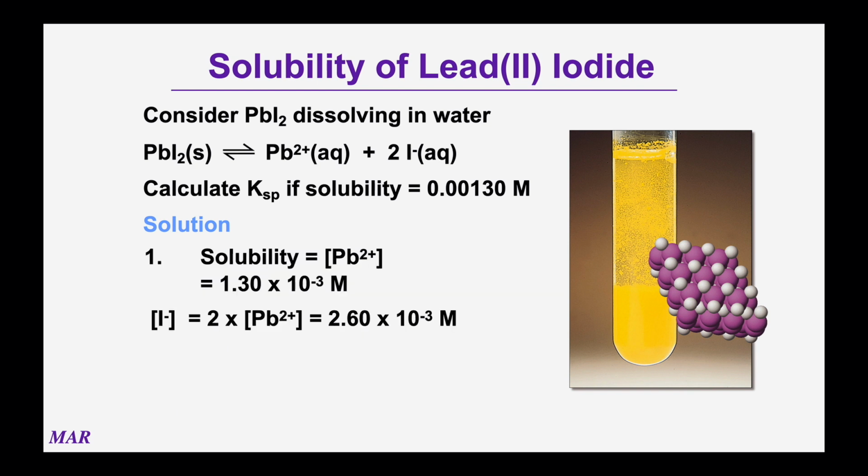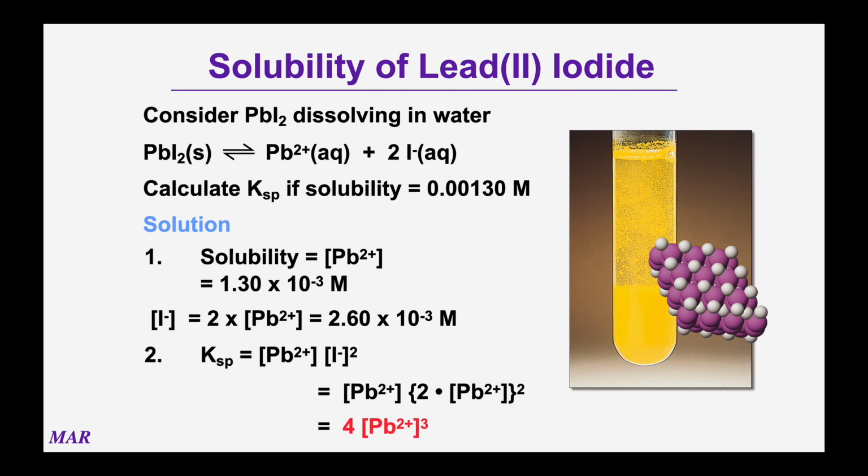There's a couple ways you can go from here. We want to find the KSP, okay? And one way you could do it was you could just plug the lead value in, this number, and multiply it by the iodide squared. Remember, this is an equilibrium expression, products divided by reactants. No reactants, because our only reactant is a solid, but we do square the iodide because of the stoichiometry of 2. So again, you could take 1.30 times 10 to the minus 3, the lead 2 plus, and multiply it by 2.60 times 10 to the minus 3 squared, and that would be fantastic.